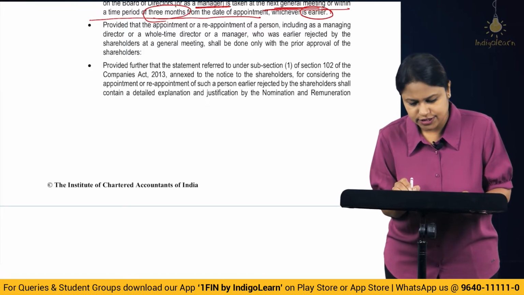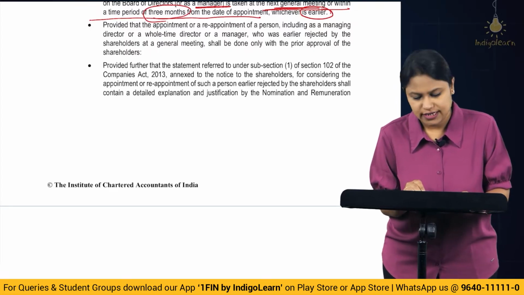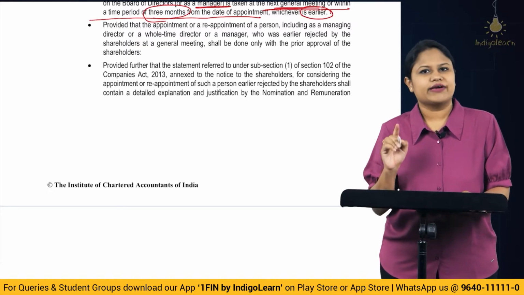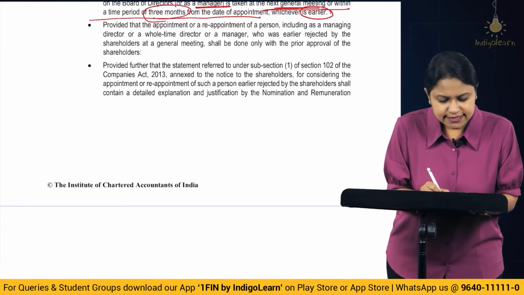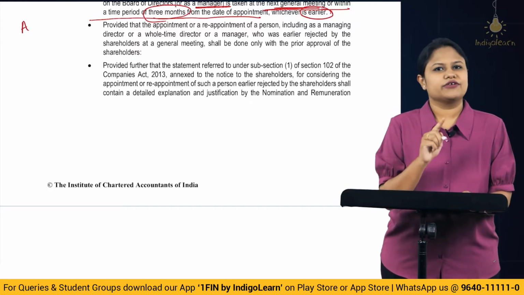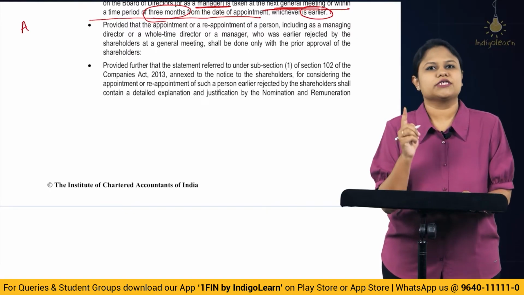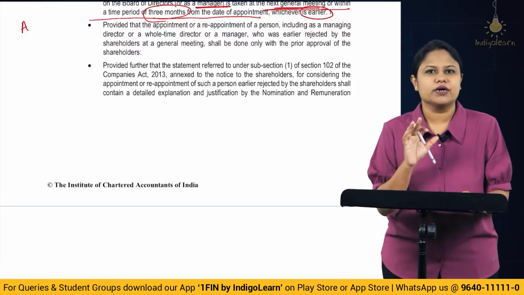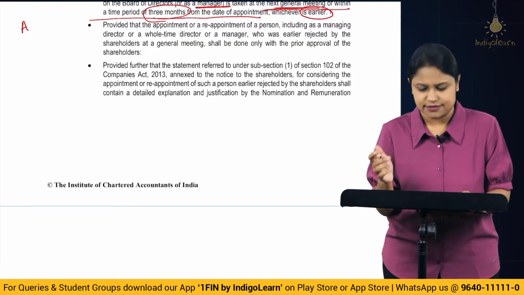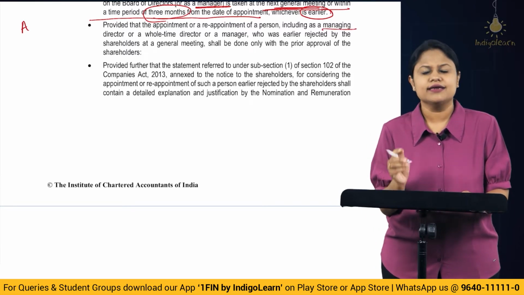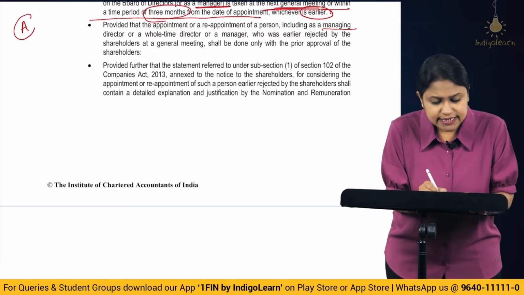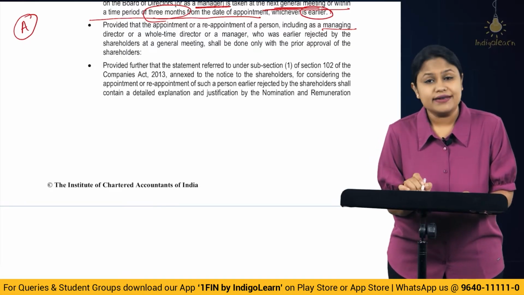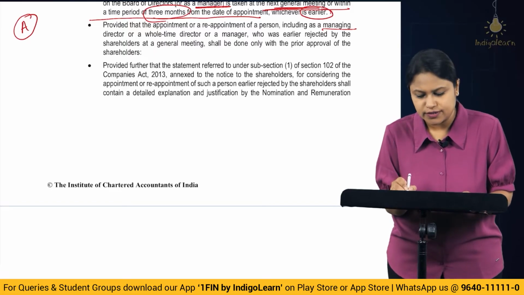or a whole-time director or a manager, who was earlier rejected by the shareholder at a general meeting, shall be done only with the prior approval of the shareholders. Very logical and very interesting. What they are telling is, there is this person A who in the previous annual general meeting was nominated for the purpose of appointment as a director. But the shareholders did not pass the required resolution and he was not appointed for the position of the director. It could be managing director, it could be whole-time manager, anything, but he was not elected. This same person A, now we are appointing him as a part of the board. Alright, that means we are reconsidering and he has been appointed or reappointed into the board again.